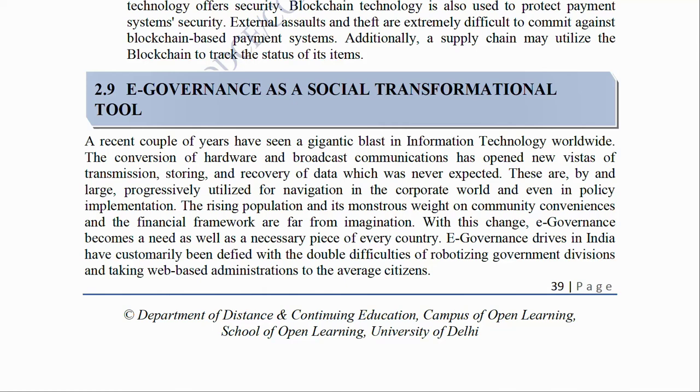2.9. E-governance as a social transformational tool. The last couple of years have seen a gigantic boom in information technology worldwide. The convergence of hardware and telecommunications has opened new vistas of transmission, storing, and retrieving of data which was never expected. These are by and large progressively utilized for navigation in the corporate world and even in policy implementation. The rising population and its monstrous weight on community conveniences and the financial framework are far from imagination. With this change, e-governance becomes a need as well as a necessary piece of every country.